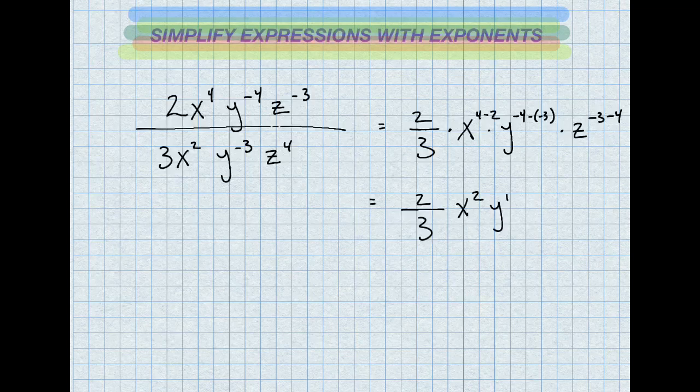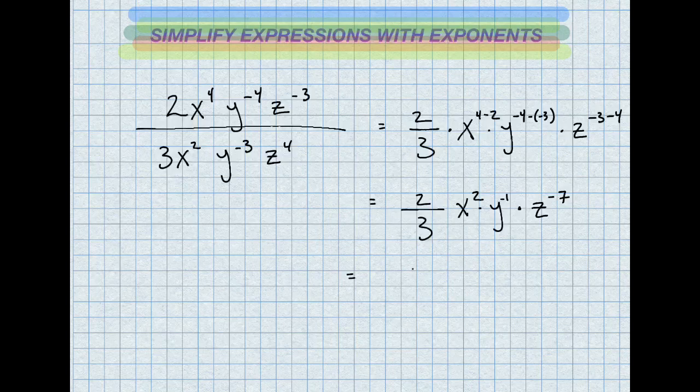negative 4 minus a minus 3. Actually, that's going to be a negative 1. Negative 4 minus a minus 3 is saying negative 4 plus 3. Negative 4 plus 3 is negative 1. And then z to the negative 3 minus 4 is going to be z to the negative 7th.